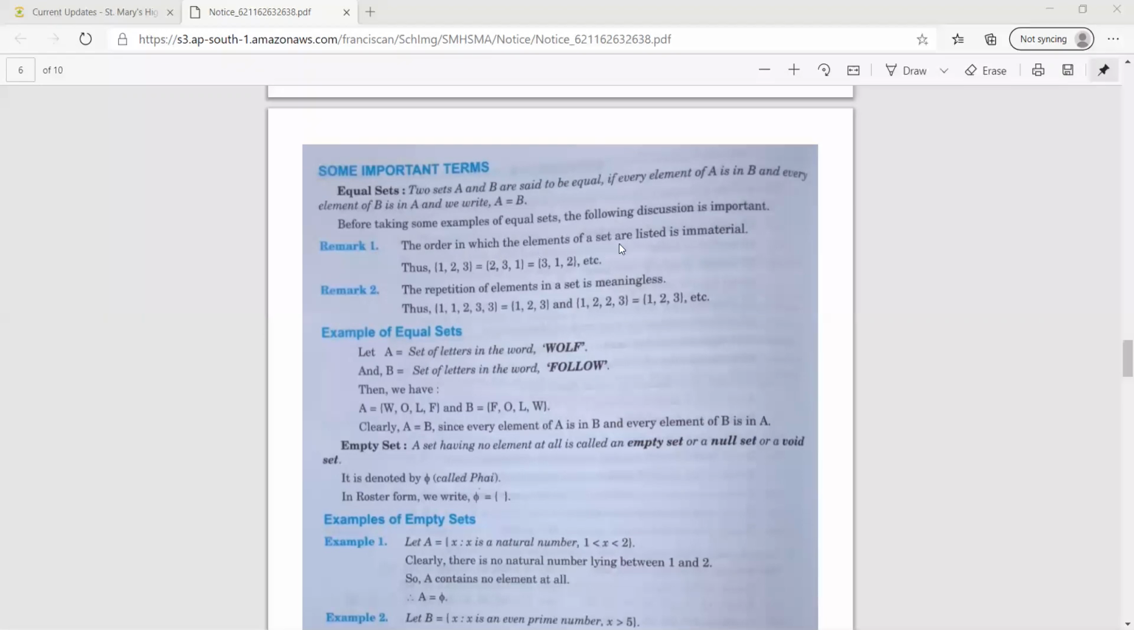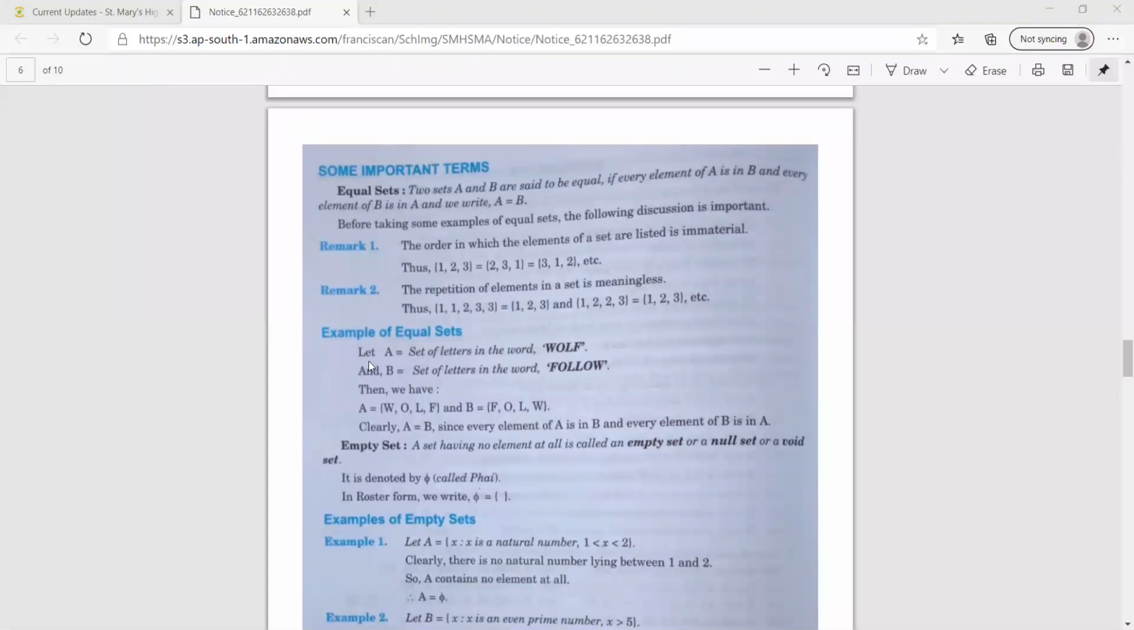The order in which the elements of a set are listed is immaterial. Thus, {1, 2, 3} is equal to {2, 3, 1} is equal to {3, 1, 2}, etc. The repetition of elements in a set is meaningless. So these two things you have to remember: the order in which the elements are listed is not important, and even repetition is not allowed. So if a set consists of 1, 1, 2, 3, 3, it means it is {1, 2, 3}. Even if it is 1, 2, 2, 3, it means it is {1, 2, 3}. So this {1, 2, 3} will be equal to this, it will be equal to this.